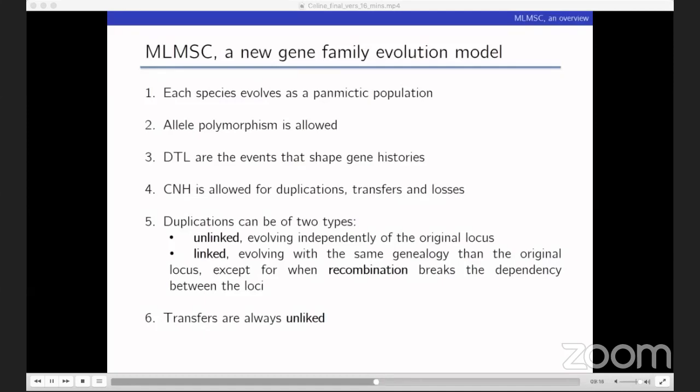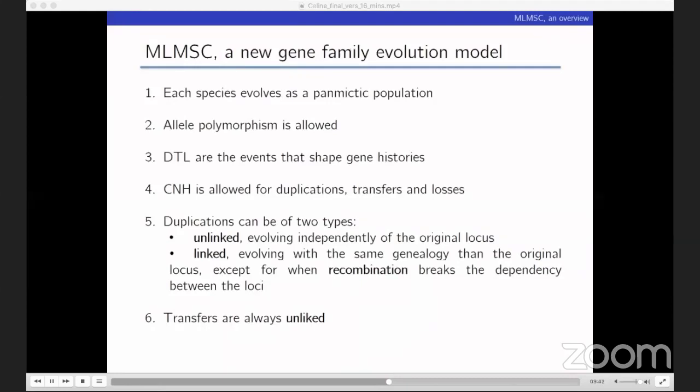Contrary to what was done for the other two models, I will first describe the model itself and then give an idea of the statistical implementation. So the first three points are common to the three models considered in this talk. We have a panmictic population, allele polymorphism is possible, and we have DTL as events. Then CNH is allowed for duplication, transfer, and losses. This means that duplicated, transferred, and lost genes may fix in any subset, including none or all of the descendants.